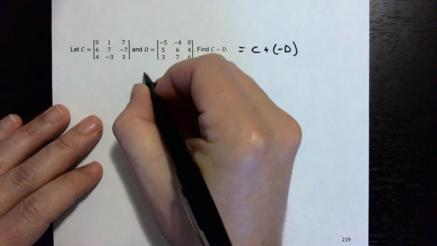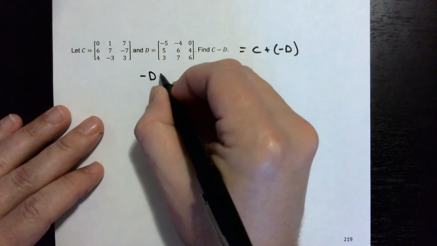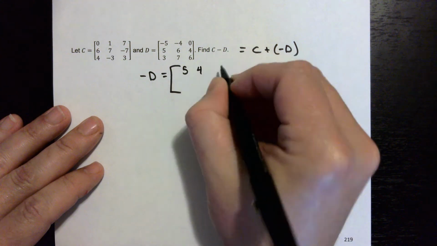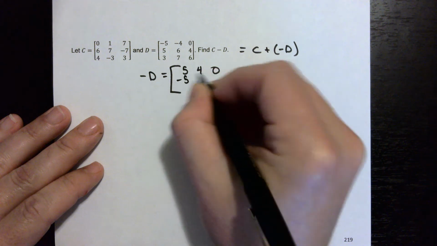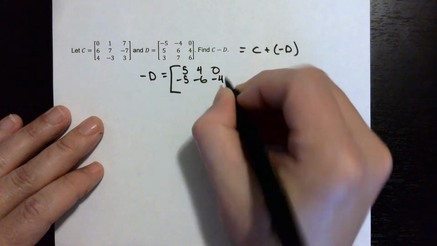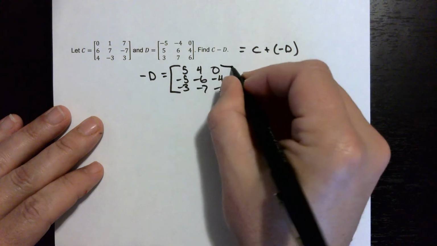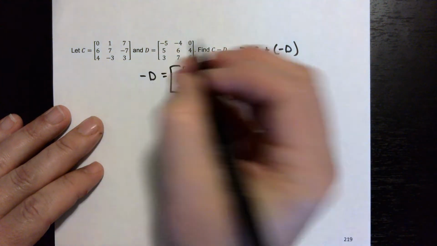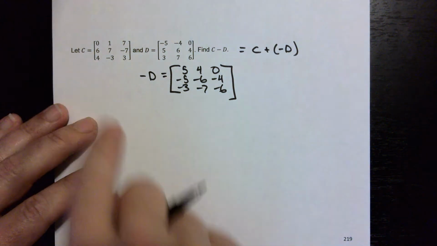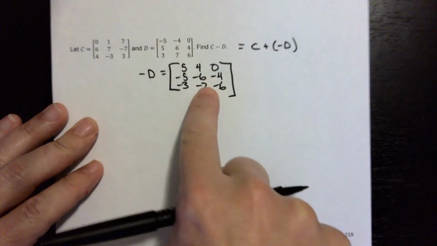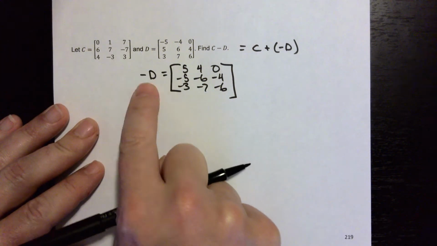Okay, so let's do that. -D is equal to, and all I'm going to do is change the signs: 5, 4, 0, -5, -6, -4, -3, -7, -6. Now I'm going to figure out what C plus a -D is. So I'm going to add C and this, because I already figured out what the negative is.